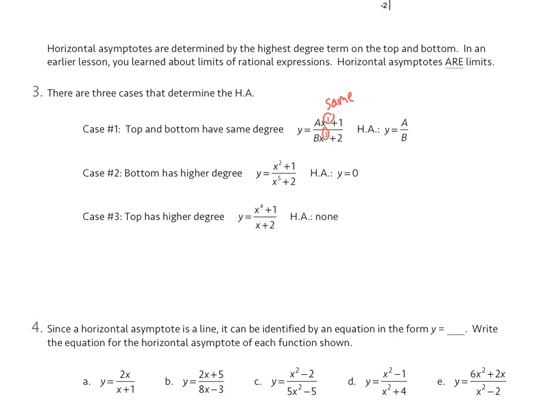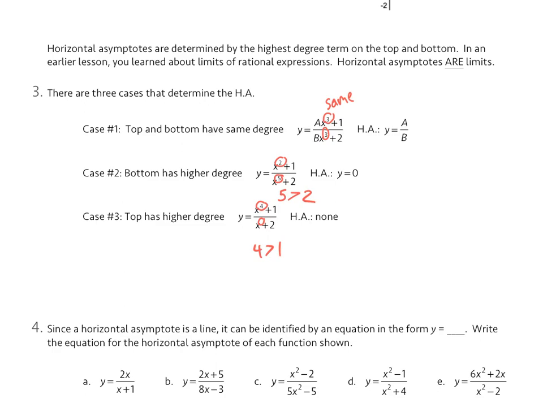In case number 2, the bottom has a higher degree. In that case, the bottom grows faster than the top, and so the overall value of the fraction approaches 0 as x takes on larger and larger positive or negative values. And case number 3, the top has a higher degree, which in this case the top grows faster than the bottom, and so the overall value of the fraction approaches positive or negative infinity.